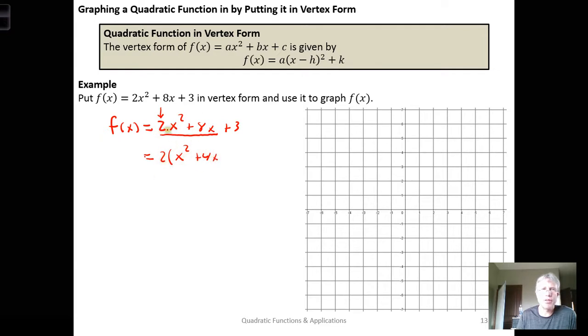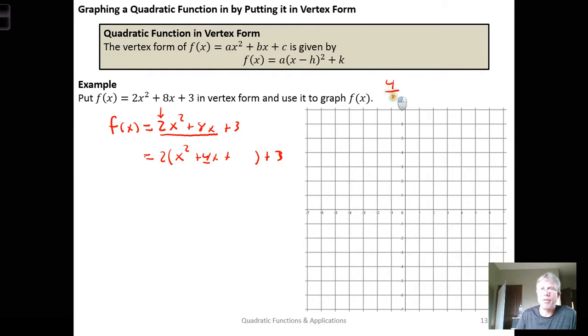2 times x squared is 2x squared. 2 times 4x is 8x. And then plus, leave yourself some space. You're going to need some space right here, and then put your plus 3. So we didn't factor the 2 off of the 3, we just left them alone. And then you complete the square on the stuff inside the parentheses. So you find the coefficient on the linear term, which is a 4.